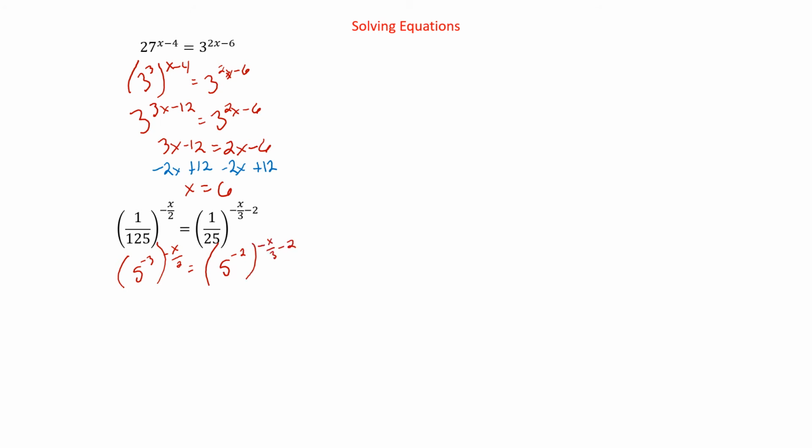So now we can multiply because we have powers of powers. This will be 5 to the negative 3 times negative x over 2, which is positive 3x over 2, equals 5 to the, we can distribute this, negative 2 times negative x over 3 is 2x over 3, and then plus 4, which means 3x over 2 has to equal 2x over 3 plus 4. We can subtract to get our variables on the same side.